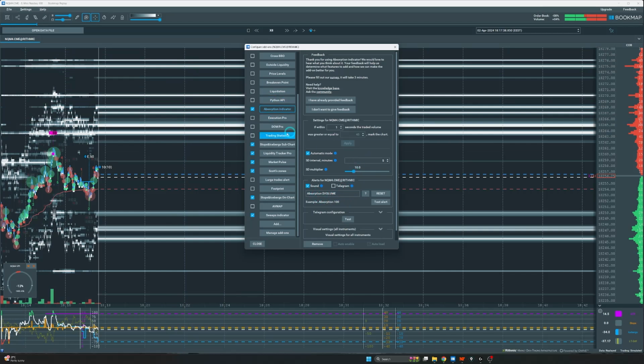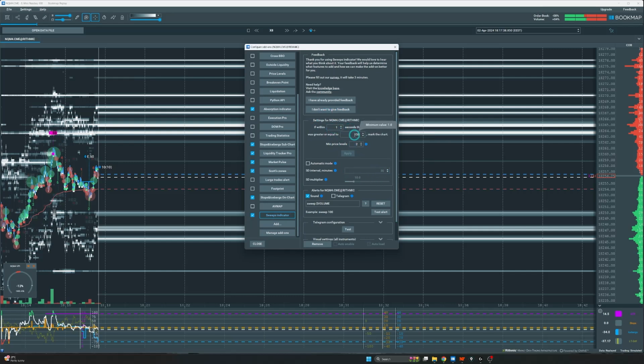So absorption, that's the important part here, absorption automatic mode, then is the sound. You can play with that. I'll go to the sweeps indicator right here at the bottom because that's also important. I use not automatic mode. 1 second, 2 levels, 150.